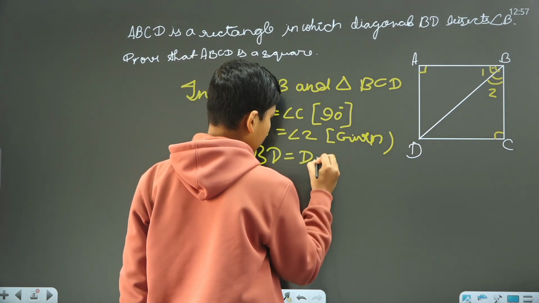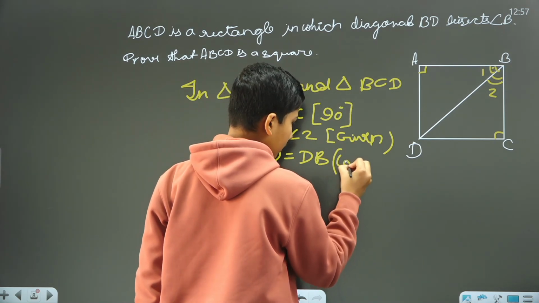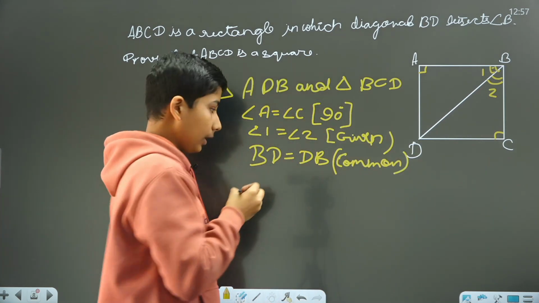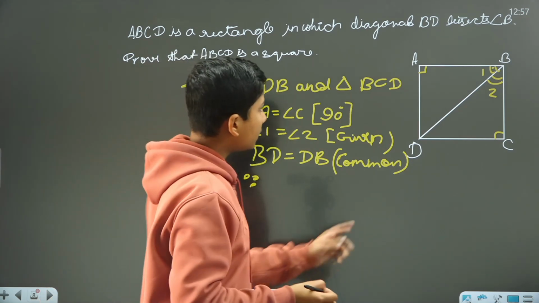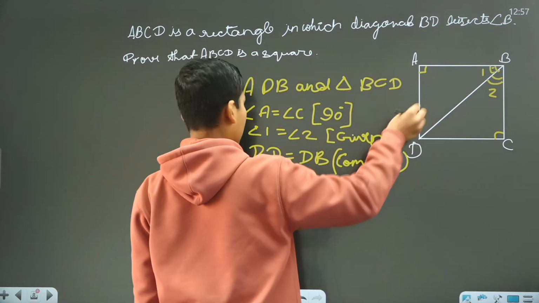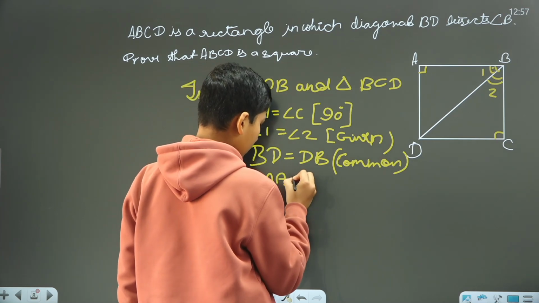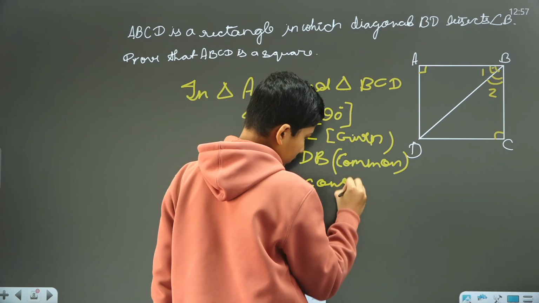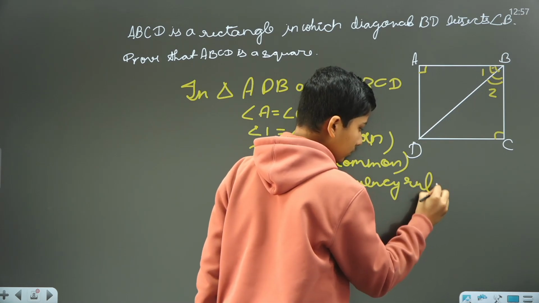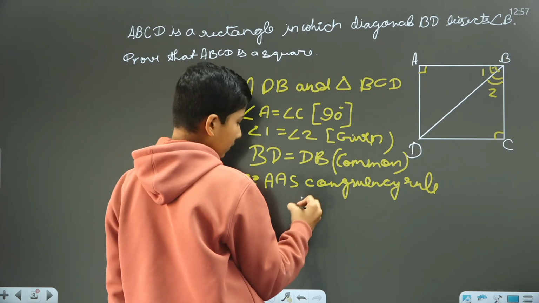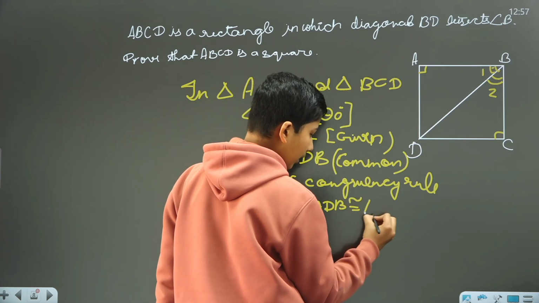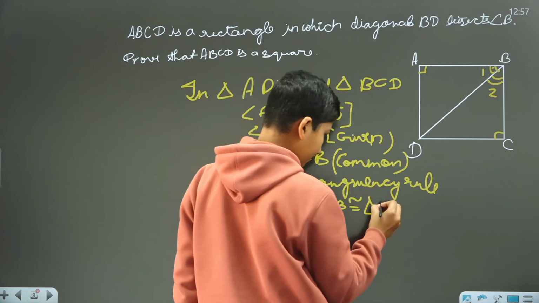BD equal to DB, common side. Here you will write common side. Therefore, by which condition? Angle side. AAS congruency rule. Triangle ADB is congruent to triangle, what is this? BCD.